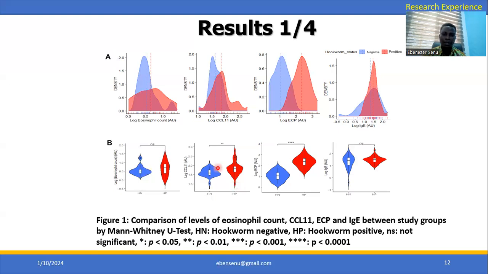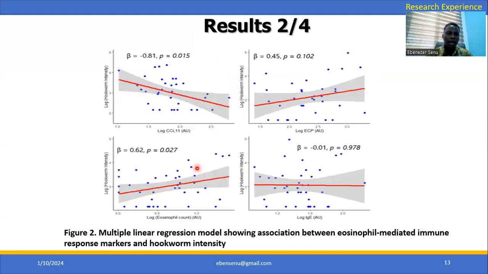However, I found that CCL11 and ECP levels were significantly higher in the hookworm positive subjects compared to the hookworm negative subjects, showing that these immune response markers were mediating the pathogenesis of the hookworm infection. So I further did multiple linear regression models to show how these markers predict the intensity of hookworm infection.